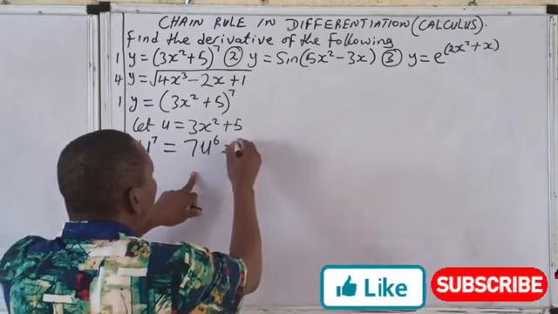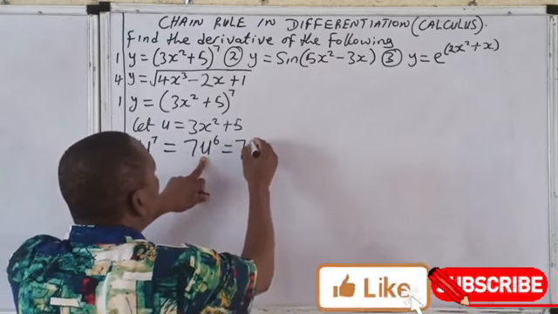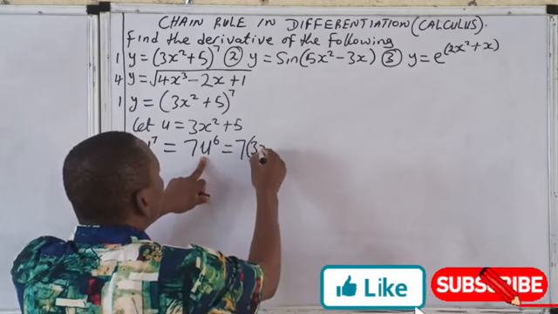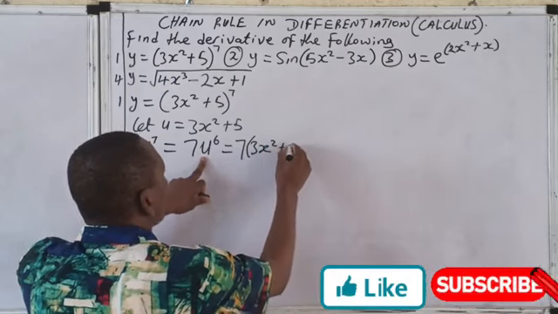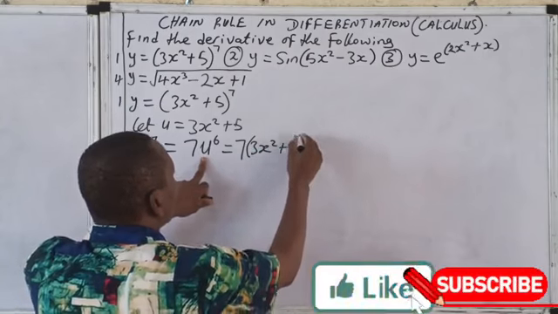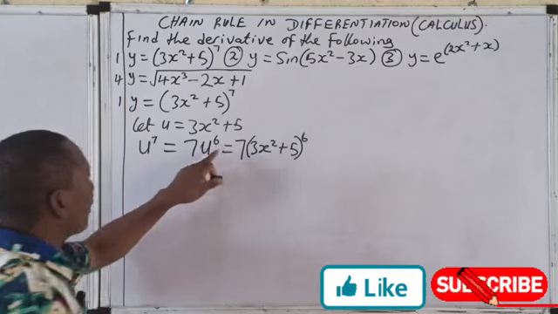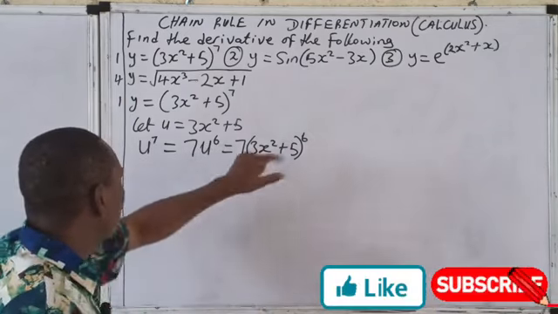This is also equal to 7. What is u? u is 3x squared plus 5, raised to power 6. So we are done with this.